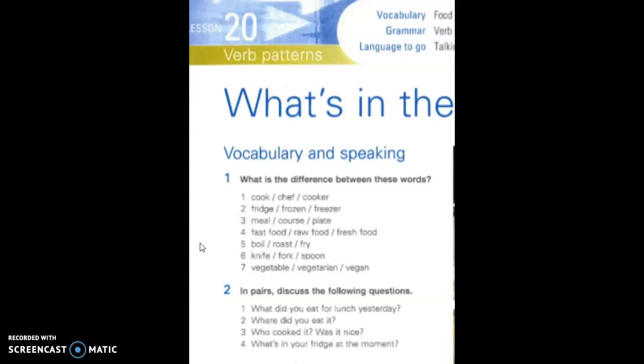Raw is classically a very difficult word for students to say. Boil, roast, those diphthongs are difficult sounds. Vegetarian, where's the stress? Vegan, stress on the different parts. So there's quite a lot going on with this vocabulary.